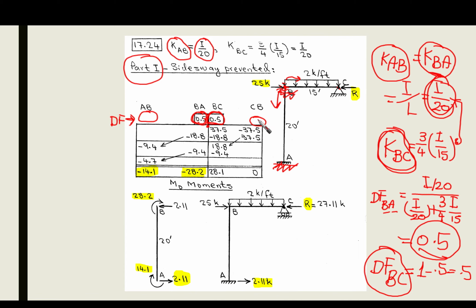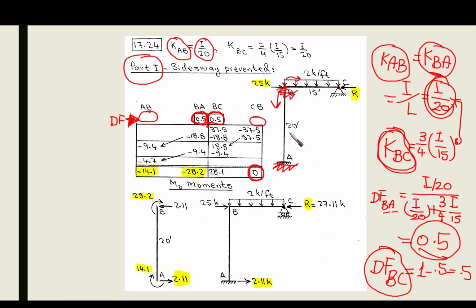So there is no need to put any distribution factors here, because at the end we are going to have 0 moment at this end, because it is a hinged case. Okay, so now we understood what the distribution factor is, which is the first step in our analysis. The second step is the fixed end moments.